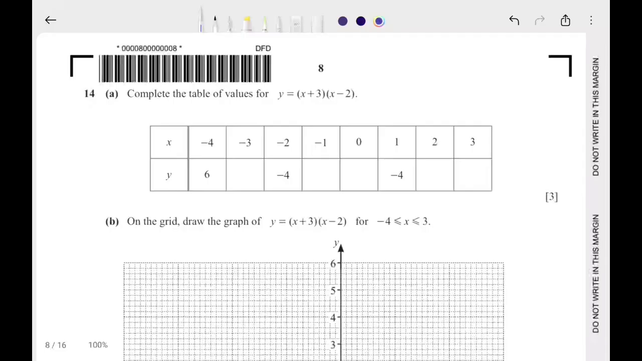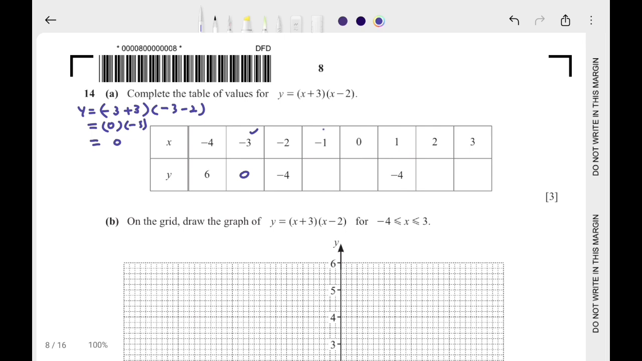Complete the table for the values for y is equal to (x plus 3)(x minus 2). There are some values which are already calculated, and we have to find the rest of the values. First of all, we'll substitute minus 3. Let us show some working here: y is equal to (minus 3 plus 3)(minus 3 minus 2). It would be 0 times minus 5. So the value of y is 0.